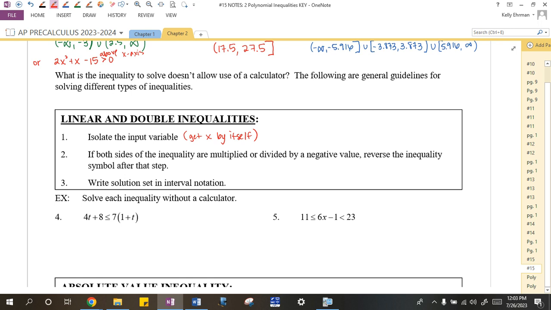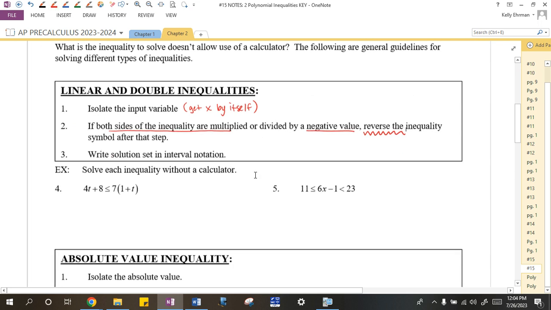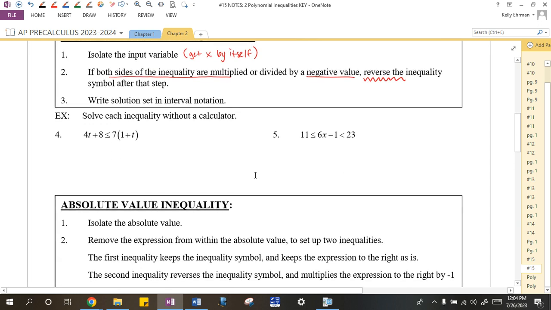Our AP test often uses input variable instead of independent or just x because it could be anything. When you're isolating, if you end up multiplying or dividing both sides of the inequality by a negative value, then you've got to reverse the inequality after that step. So if it was a greater than problem, it'll switch to a less than. We'll see that as we do some of our work. And then whether or not that happened, once you isolate x, you're going to write your solution set in interval notation. So let's solve these first two without a calculator.